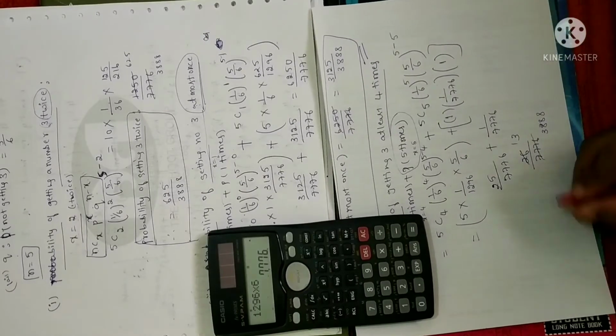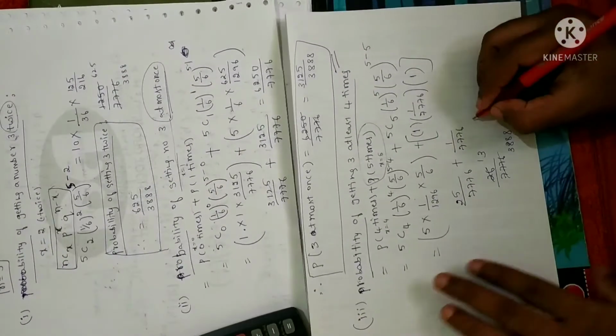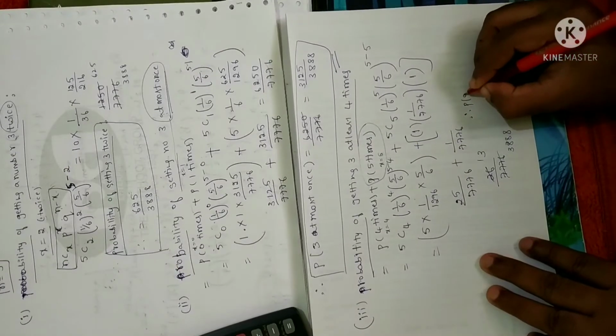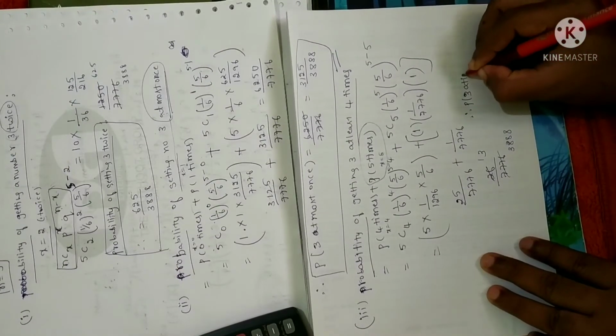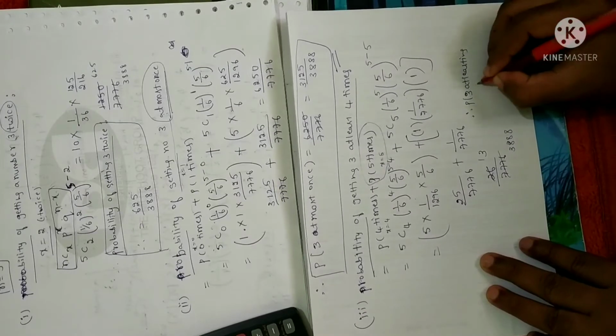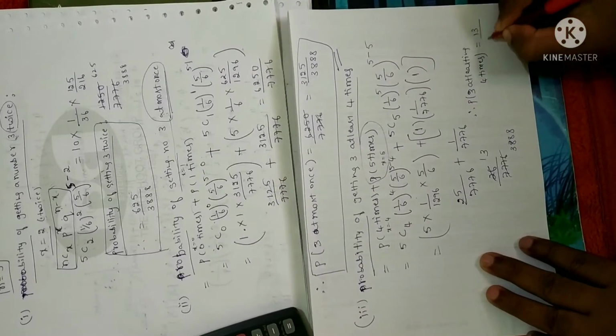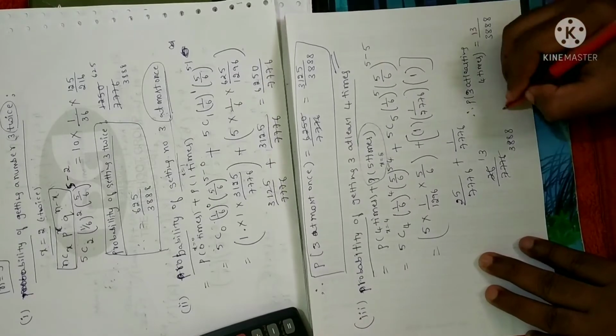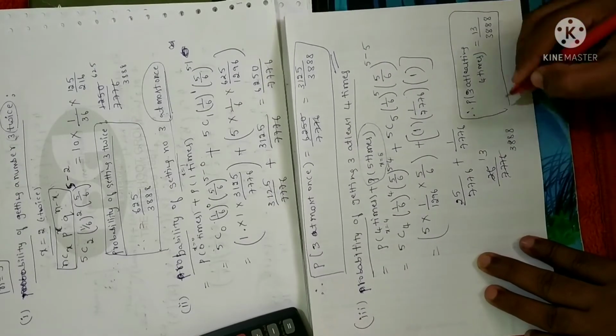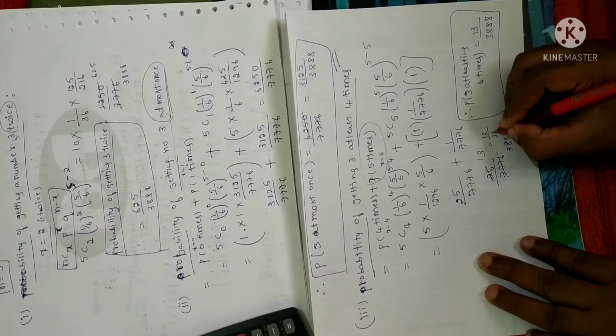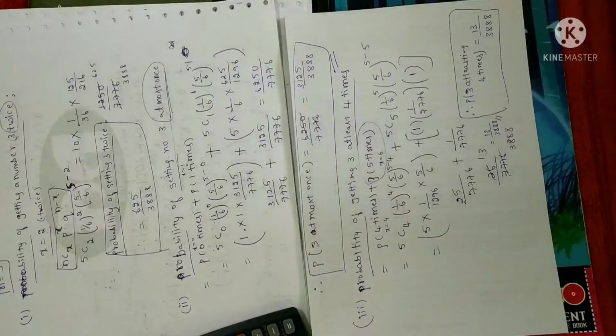Therefore, probability of getting 3 at least 4 times, you have to write the full statement, will be equal to 13 divided by 3888. This is the solution for the third one, 13 divided by 3888. Clear?